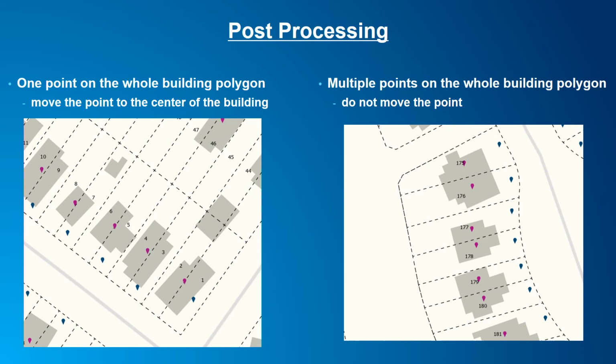So after the process was complete, we did a little bit of cleanup. Basically, we checked the entirety of the building footprint now, and if there was only one point on it, we moved that point to the center. If there were multiple points, we left them right where they are.